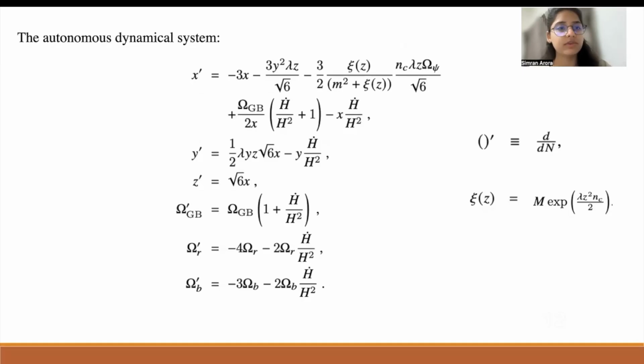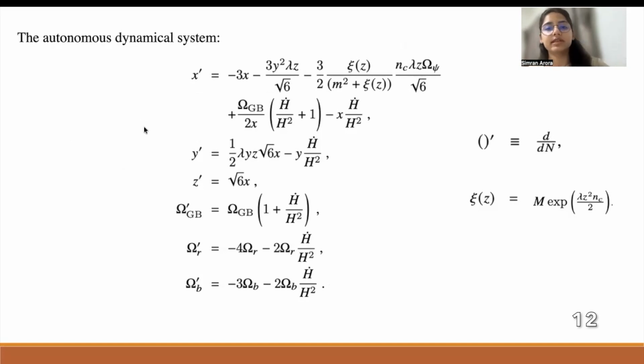So next we find the autonomous dynamical system. What we do is differentiate all the dynamical variables with respect to the e-fold number N, which is log a, and we frame a system x dash, y dash, z dash, and whatever variables we have in our dynamical system. We have to differentiate all the variables and frame an autonomous system.